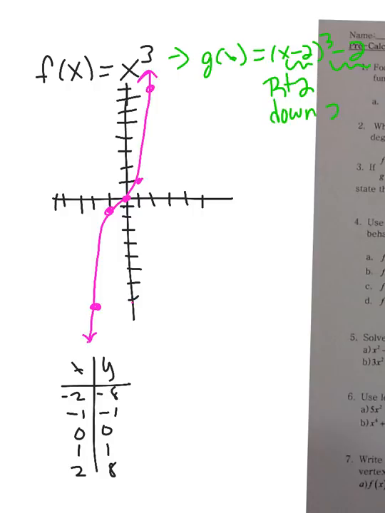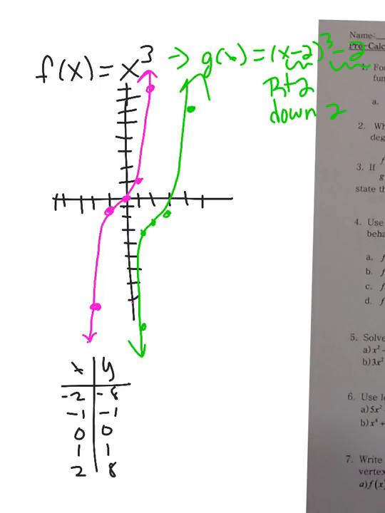All right, so I'm going to each one of these points. I'm going to go to the right 2, down 2. To the right 2, down 2. To the right 2, down 2. So it'll look like this.